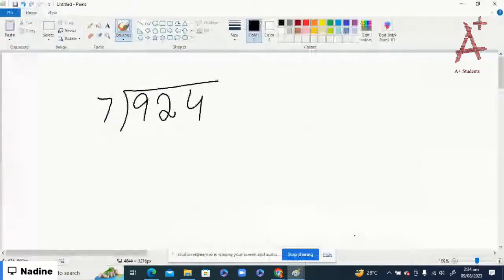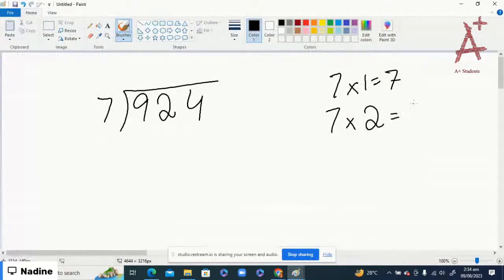Okay, alright. So let's write a table of 7 here. 7 times 1 is 7, and 7 times 2 is 14. So you tell me which number we're going to put here: 7 times 1 is 7, or 7 times 2 is 14. Here is 9. As we know, 14 is greater, and here 7 is less. So we always put the lesser number here. 7 times 1 is 7.